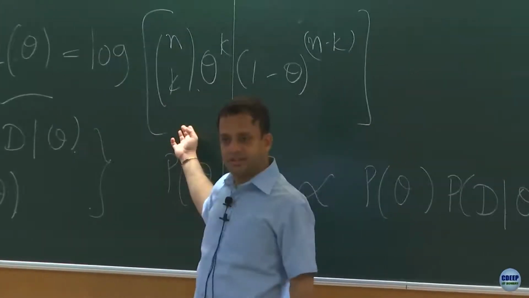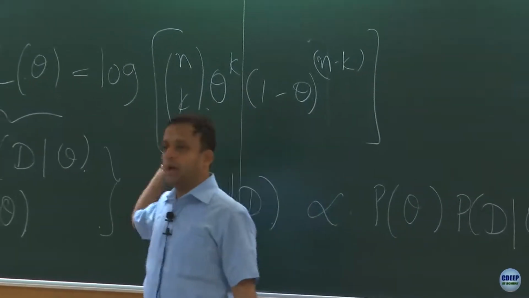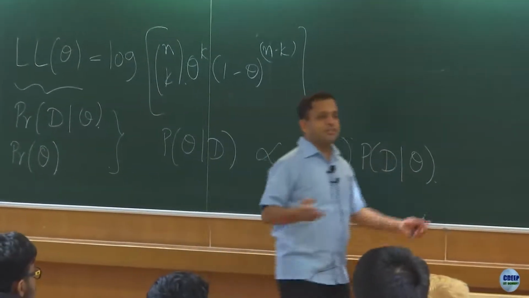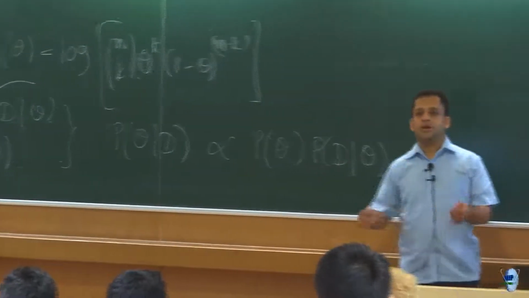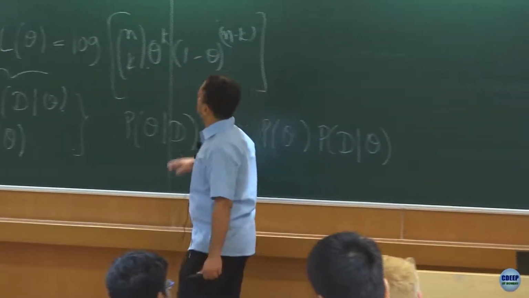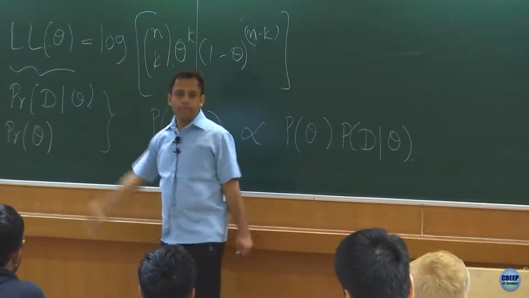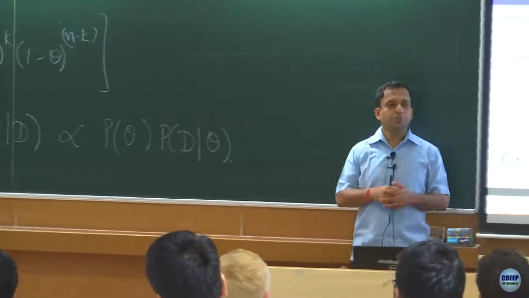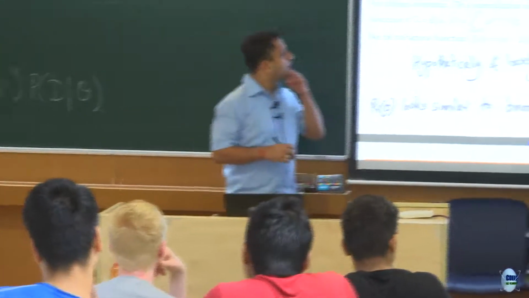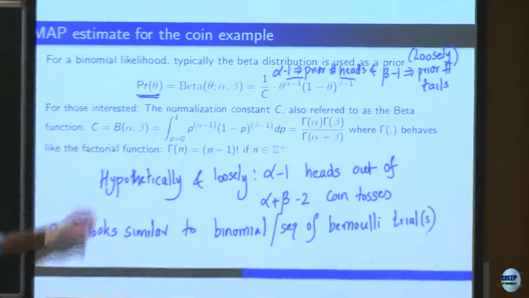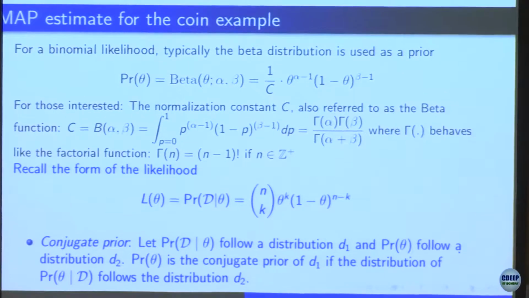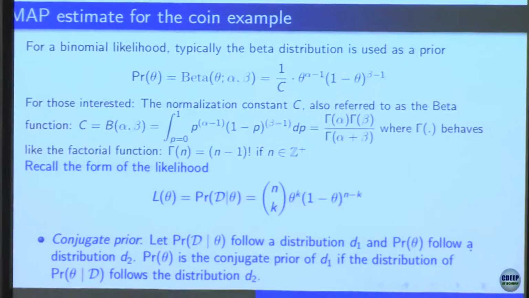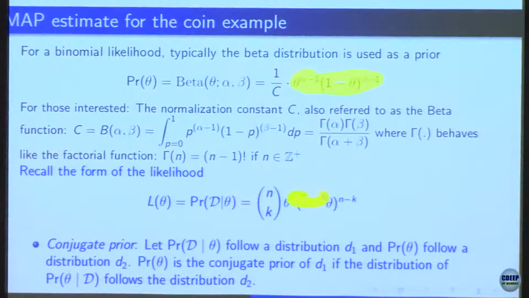N choose k also is a normalizer, by the way. I mean, from the point of view of binomial, it's a normalizer. It basically ensures that if you count across all possible values of k, the sum should be 1. So the 1 upon C will act like this normalizer. Just to compare this form, the main form, and then there is this compensation in the form of the normalizer.